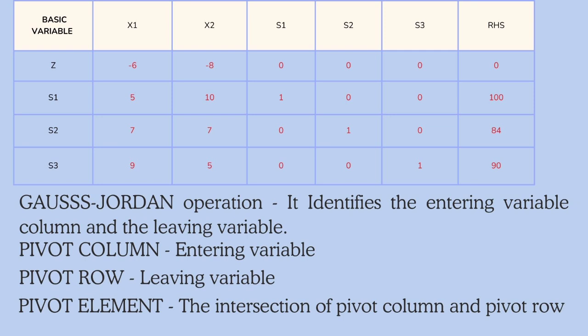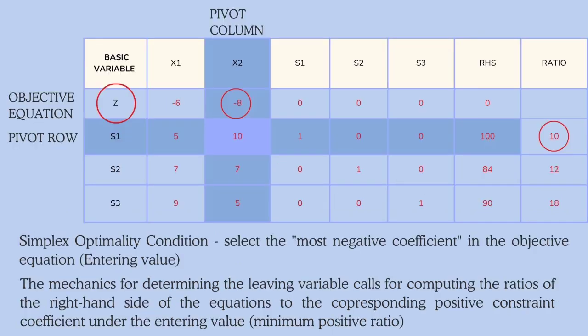Gauss-Jordan operation identifies the entering variable column and the leaving variable. Pivot column means entering variable. Pivot row means leaving variable. Then pivot element is the intersection of pivot column and pivot row. So, how do we know which pivot column and pivot row variable we will choose?